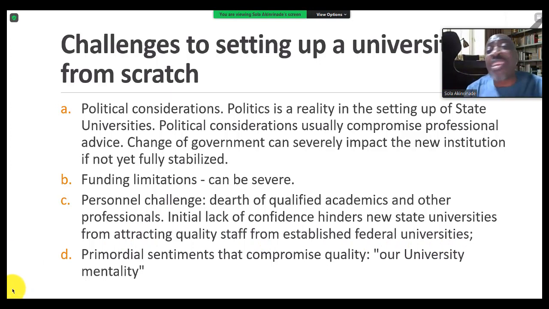Then primordial sentiments, and that is one thing that is never written down. But all this is our university mentality. We can do what we like. I remember the time the House of Assembly told me that it's our university, we can admit anybody below the JAMB cutoff. I said, not with JAMB brochure or JAMB process. So primordial sentiments can actually affect what you are doing.